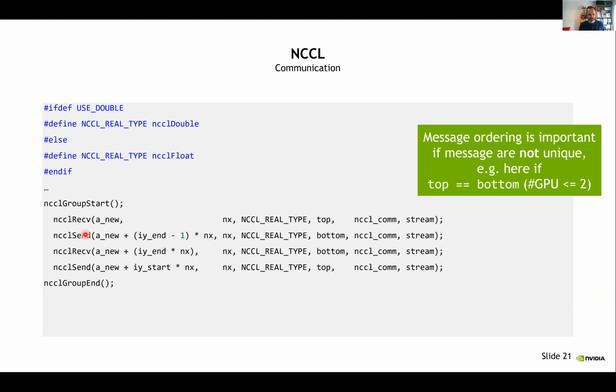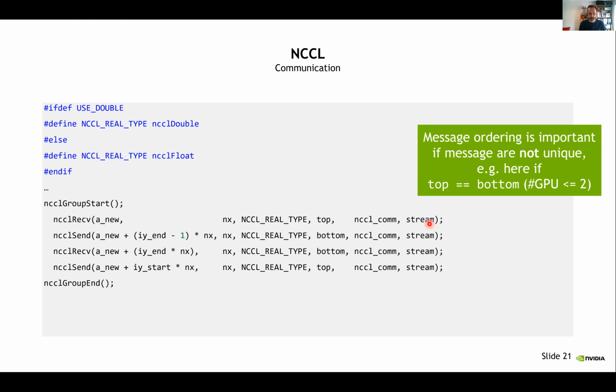And then we post the receive and send with effectively the same arguments as with MPI. So the type, the destination rank, what we want to receive and where we want to receive to, or where we want to send from, with the communicator. Again, as with all NCCL calls, with the stream.